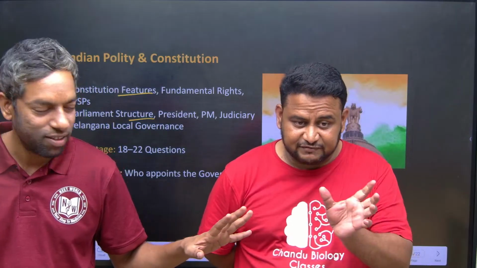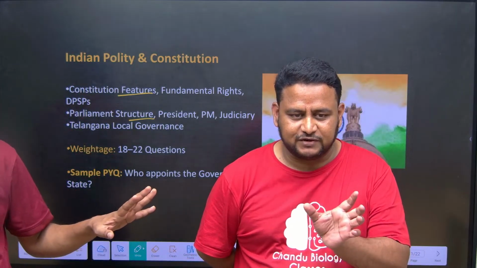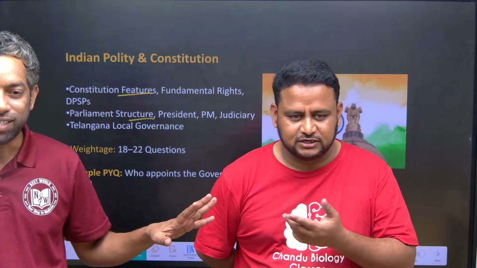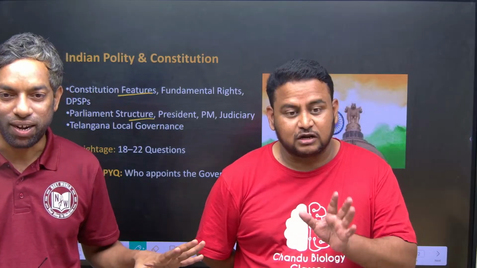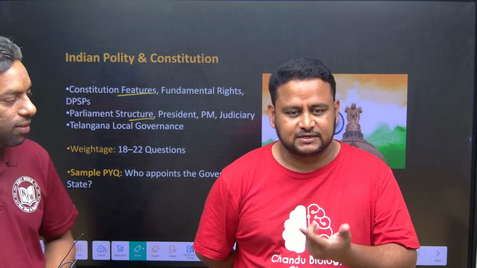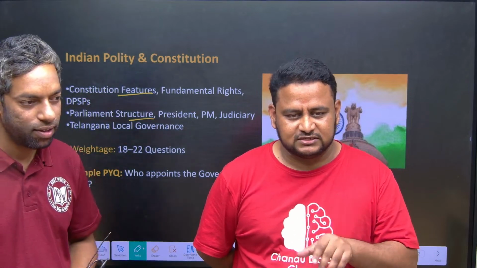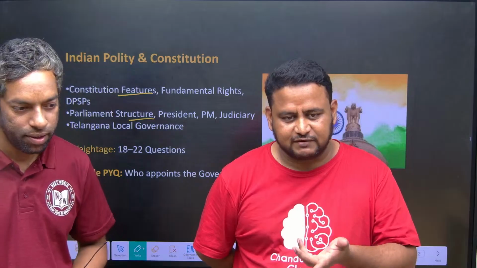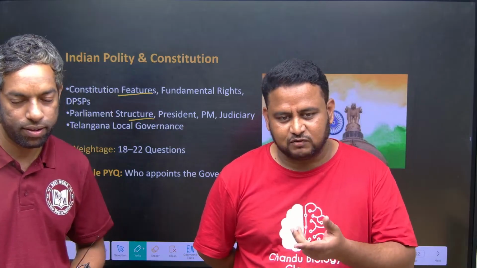If you know what the preamble is, polity is over. Each and every line that is given in the preamble: We, the people of India, having solemnly resolved to constitute India into a sovereign, socialist, secular, democratic republic. Very simple, but all these things you should know, each and every word. What is socialist? What is sovereign? What is republic? Justice means what? Liberty means what? Equality means what? Fraternity means what? What are the two types of equality?